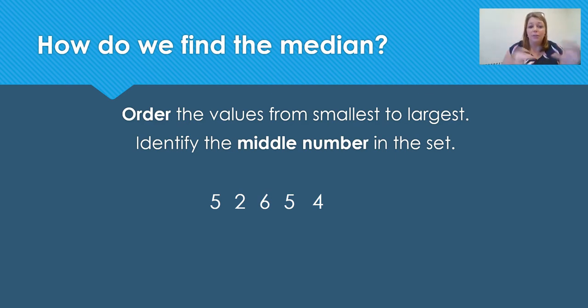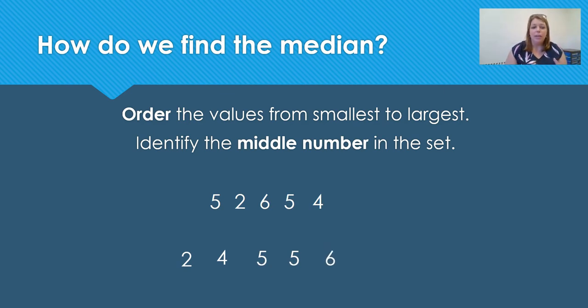If I were to read them in a different order, we'd have a different median, which would mean that there is no such thing as a general median for a set. So we have to order the values from smallest to largest first. Let's have a go at doing that. Our smallest number is 2, so our 2 goes out first, then our 4, then we have 2 5s, and then we have our 6.